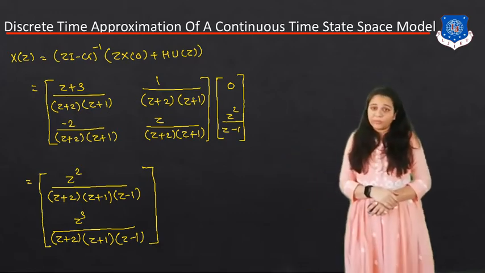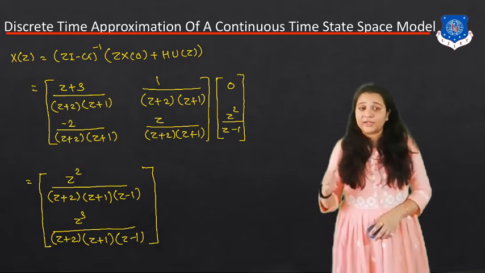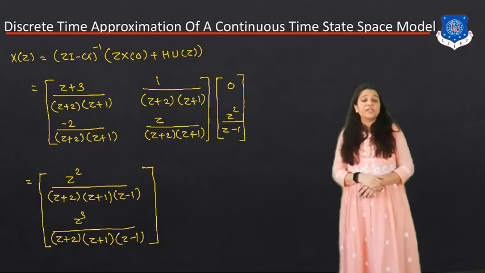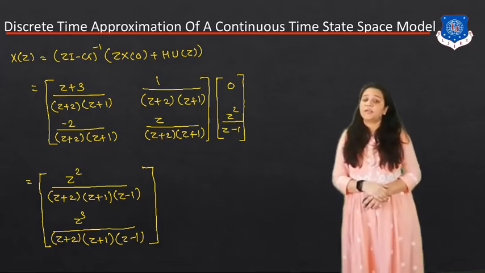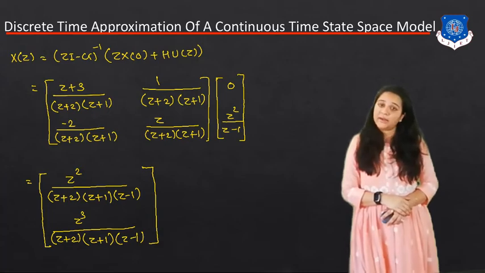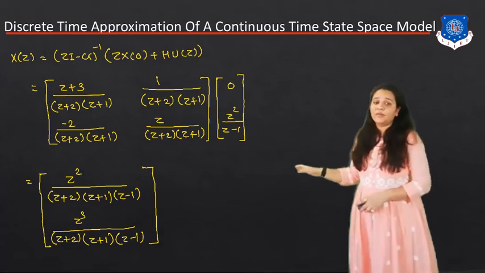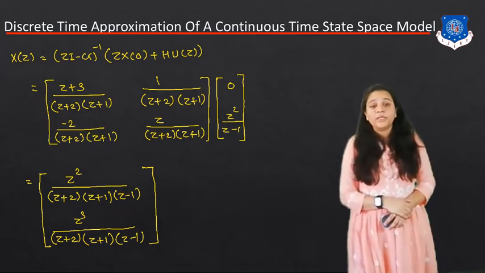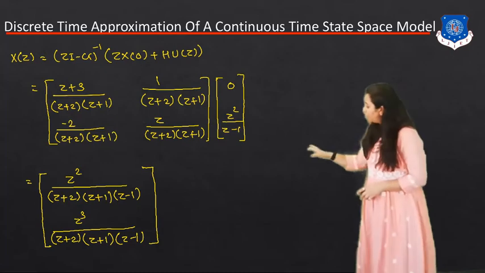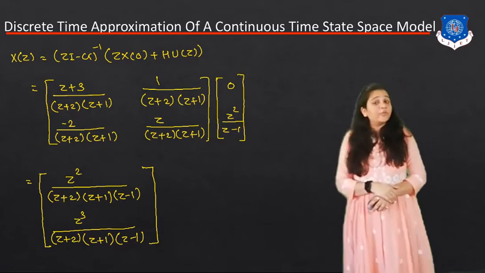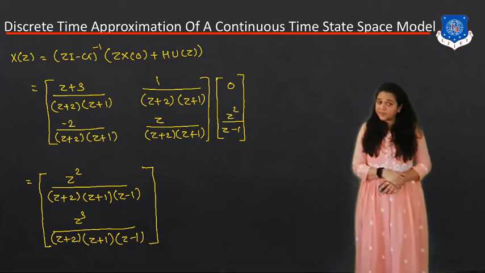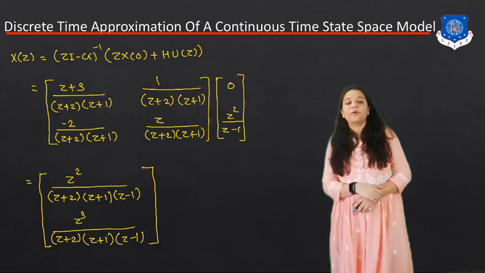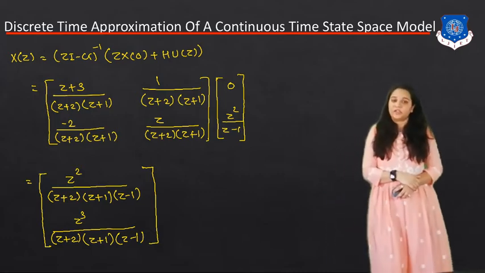Now you have to remember, whenever we get the value of x of z, the next target is we have to find the x of k. And what is the equation of x of k? X of k is equal to z inverse of x of z. Okay, so we have to take the z inverse of these two terms. And now, as you know, the direct z inverse of these two terms is not possible. So first of all, we have to apply the partial fraction method, find the value of A, B, C for each factor, and then we have to apply the inverse z transform method.